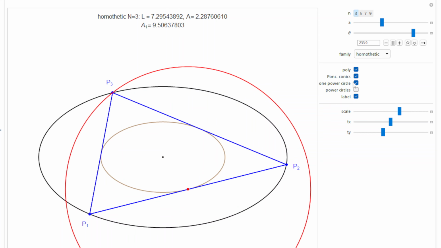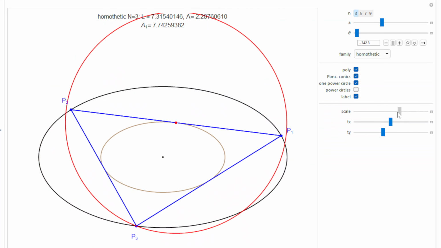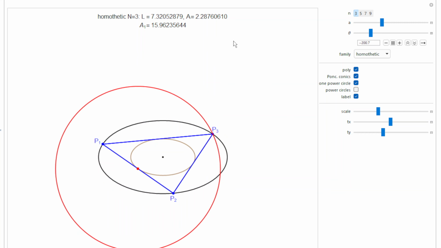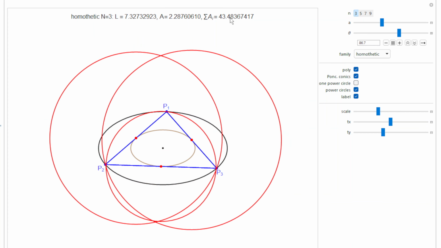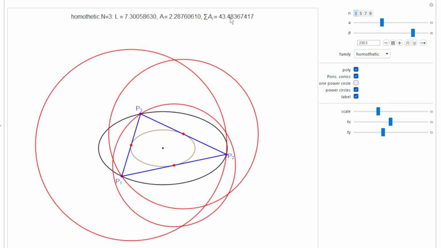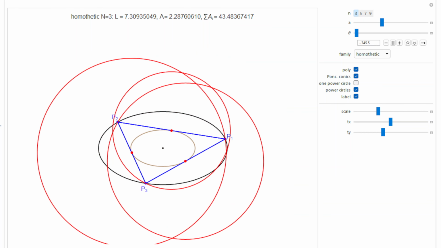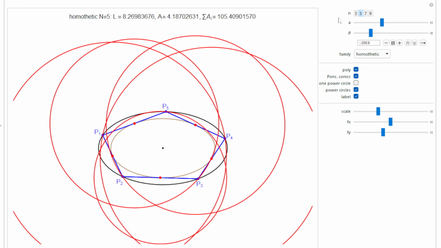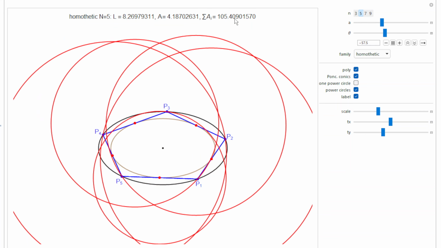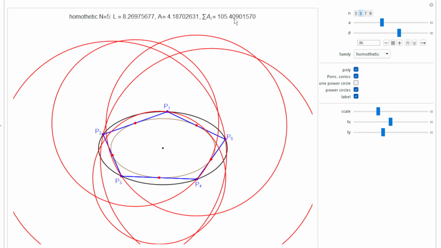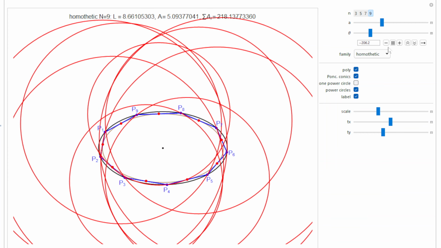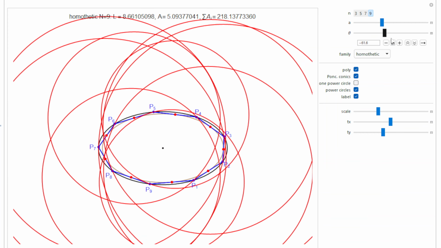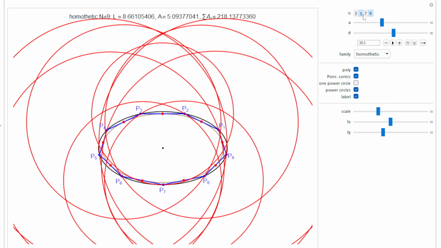And I can draw one of its power circles. And notice that its area is variable. But if I draw the 3, I get a constant sum of power circle areas. Does this hold for n equals 5? Looks like it does. You can see here that the sum of the 5 power circles for the homothetic family is conserved. And for 7, also conserved. And for 9, conserved here up to 8 decimal places. But let's call this a conjecture. So let's go back to 5, for example.